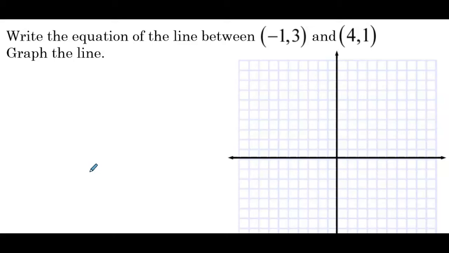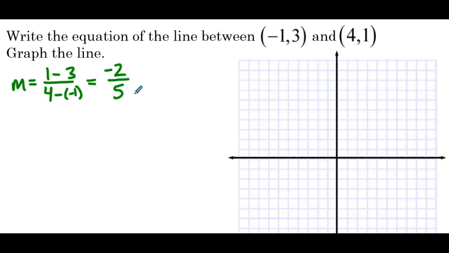Write the equation of the line between (-1, 3) and (4, 1), and then graph the line. So we have 2 points, we're missing a slope. So we'll start by finding the slope: 1 minus 3 over 4 minus -1. That's going to be -2 in the numerator and 5 in the denominator. So our slope is -2/5.